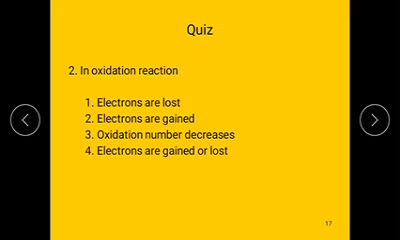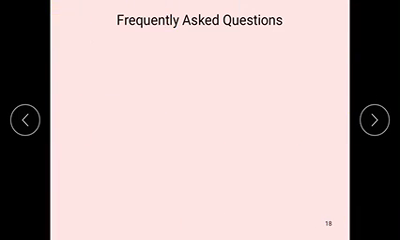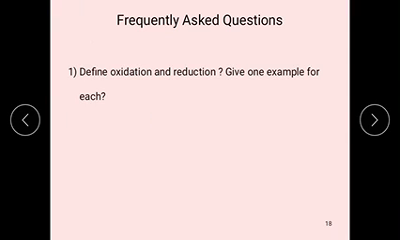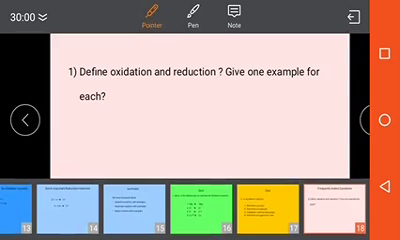The definition is already there: the process of electrons being lost by an atom or ion is called an oxidation reaction. The frequently asked question in this topic is to define oxidation and reduction and give examples for each. Mostly this question is asked in short questions and one mark questions.